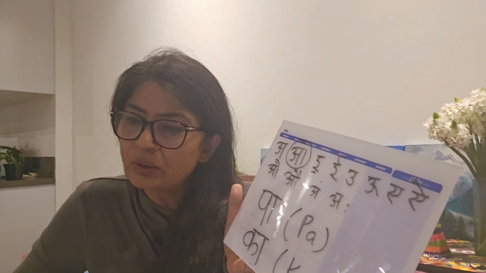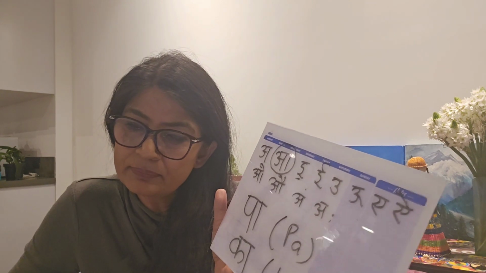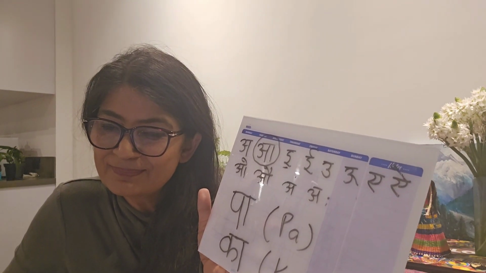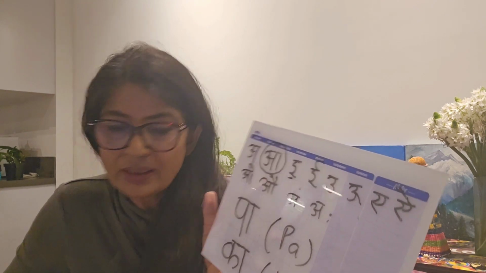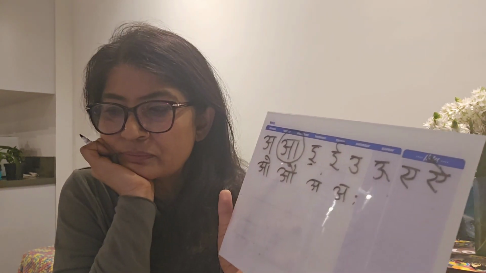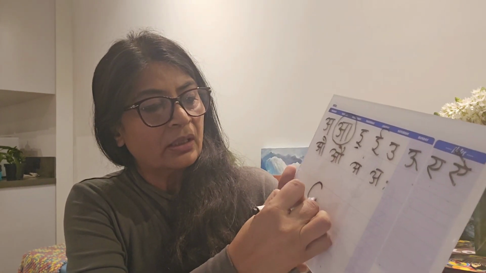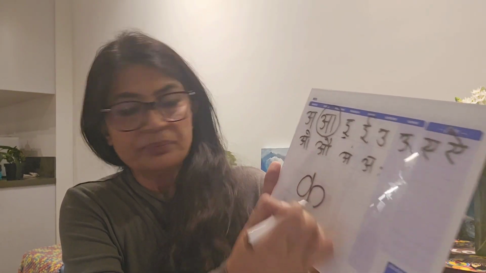Do you know all the consonants? Can you recognize them? Or some of them? Some of them. Which one do you recognize? Can you think of any alphabet which you know? The K. You know K. All right. So this is K.